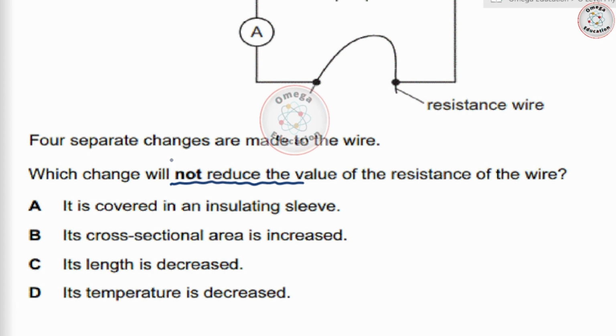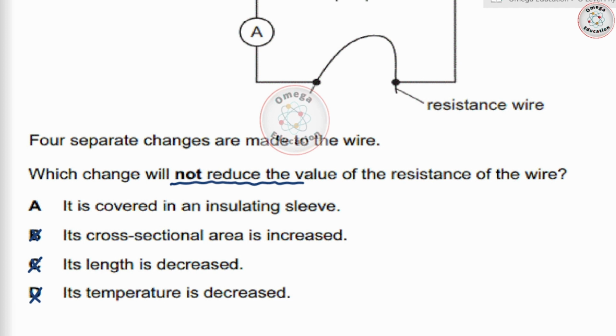So we have to look for the change that will not reduce it. So D can't be the right answer. If we decrease the length, if you have to travel a short distance, you'll probably be facing fewer obstacles, you'll be facing less resistance. So C can't be the right one. B, its cross-sectional area is increased. You're passing through a wide road, you'll probably be facing fewer obstacles, you'll have less resistance. So B can't be the right answer.